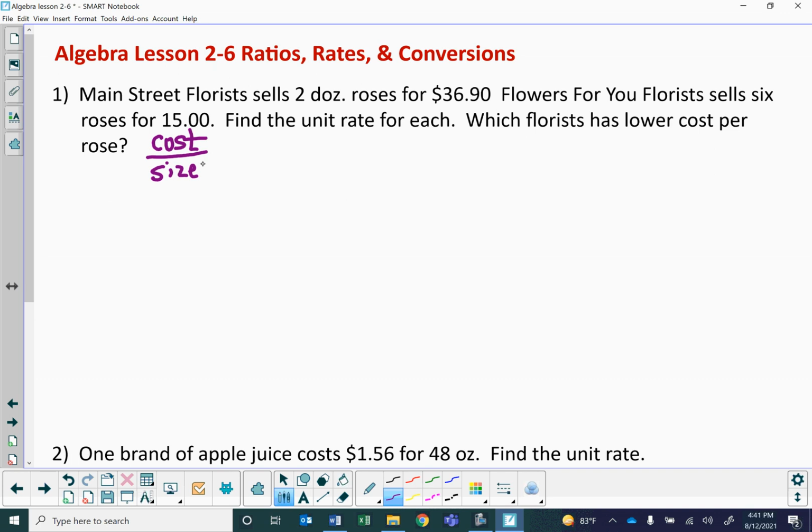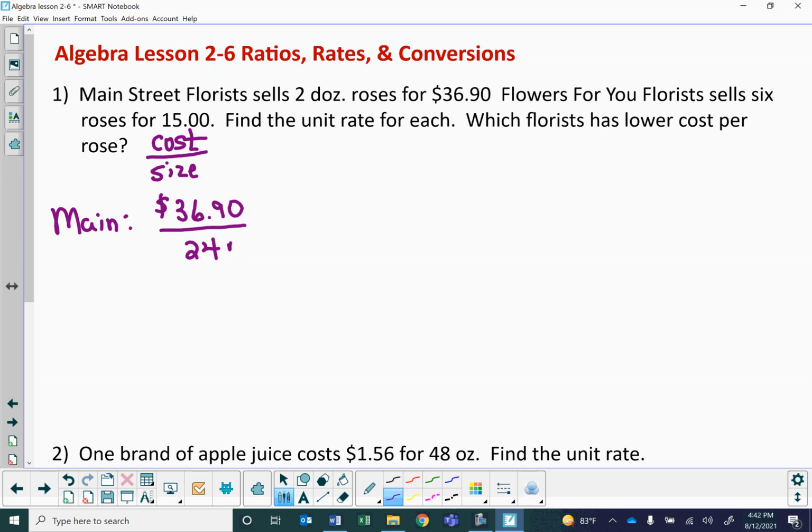So we have to figure out the unit rate for two different things. We're going to look at Main Street first. Main Street sells 2 dozen roses for $36.90. So my cost is $36.90. My number is 2 dozen. Remember, a dozen is 12, so 2 times 12 is 24.